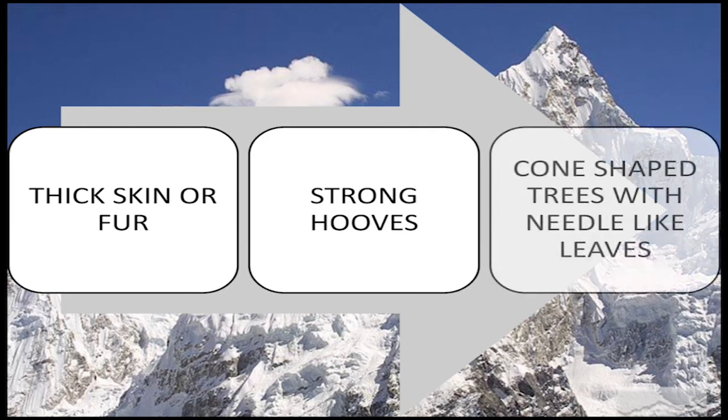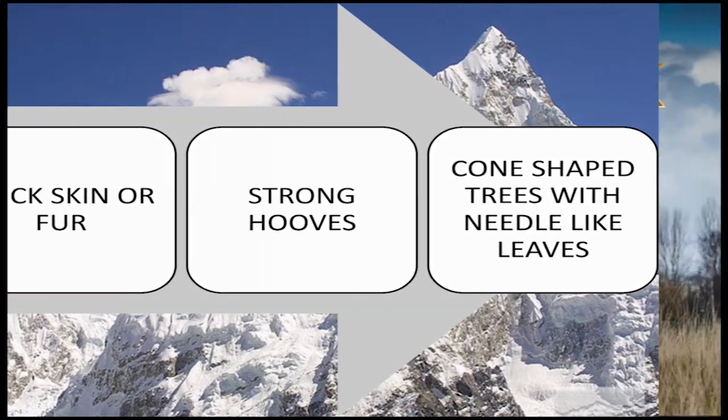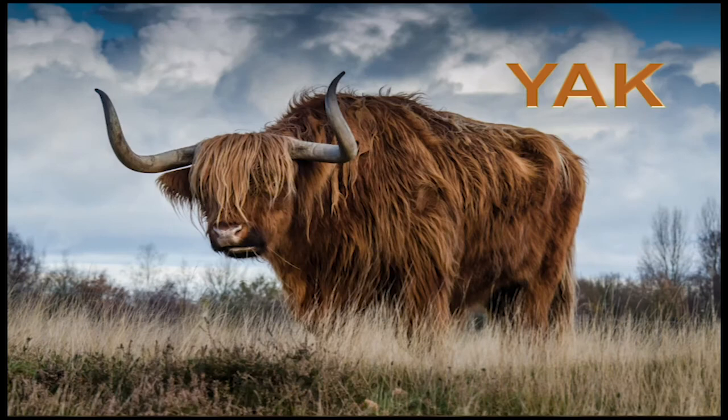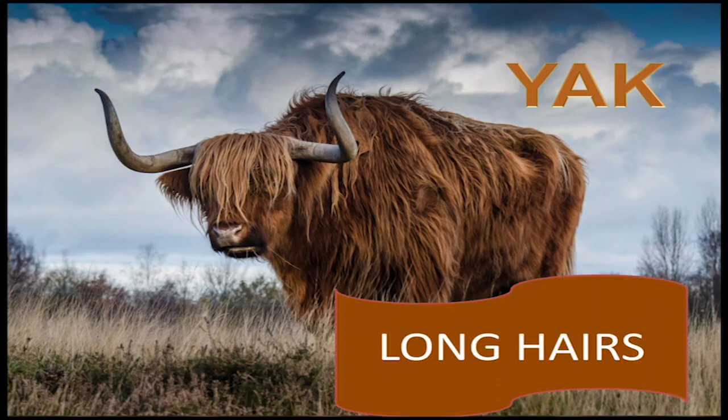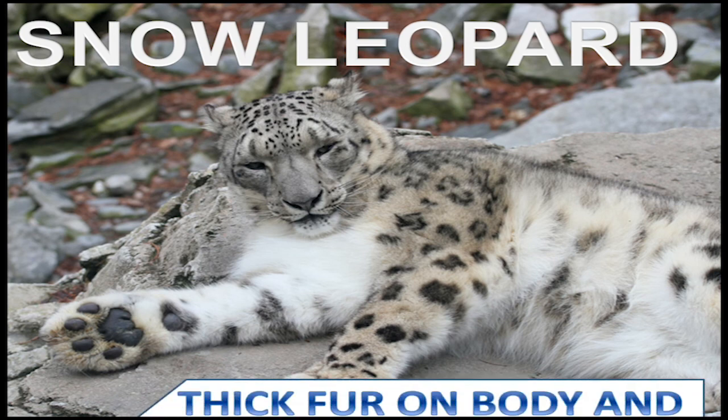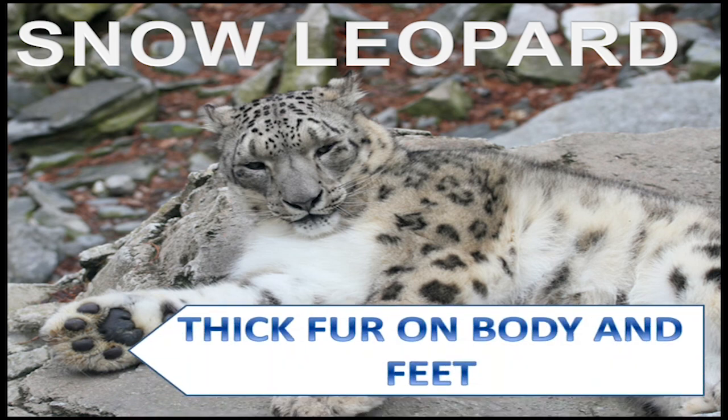Trees are cone shaped, having sloping branches, and leaves are needle like, which helps the rainwater and snow to slide off easily. Yaks are found only in mountains. They have long hair to keep themselves warm. Snow leopard has thick fur on the body and on the feet and toes as well, which protects its feet from the cold when it walks on the snow.